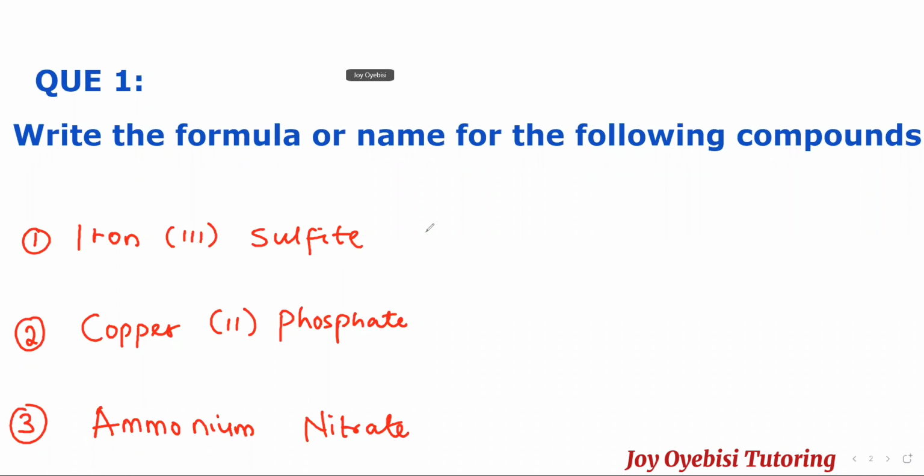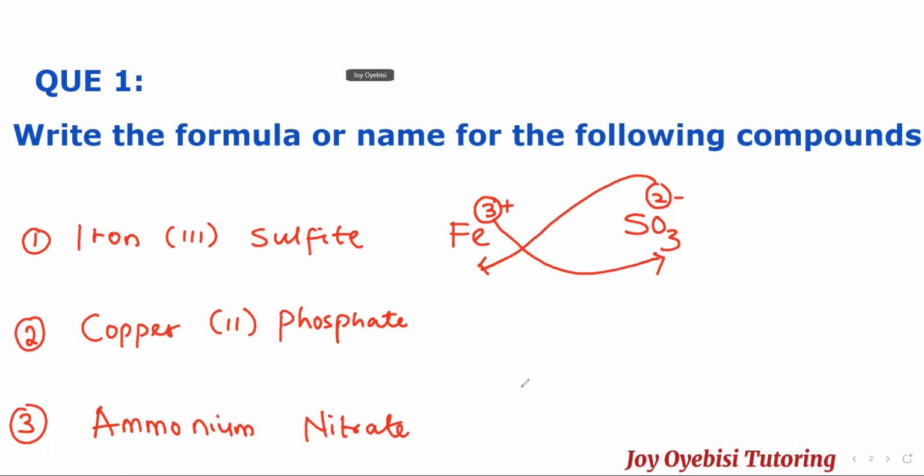So the first thing is we have iron 3, Fe3+. Sulfite is a polyatomic ion that looks like this. It's SO3, 2-. Now, according to the rule, you're going to have to swap the charges. So when you swap it, the formula for iron 3 sulfite is going to be Fe, this 2 goes here, then SO3 in parentheses, then you have 3 on this side. So that would be iron 3 sulfite.